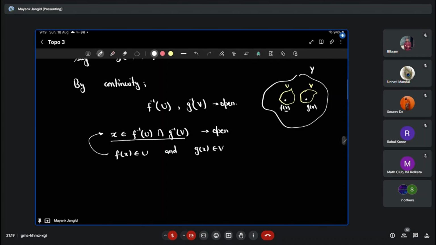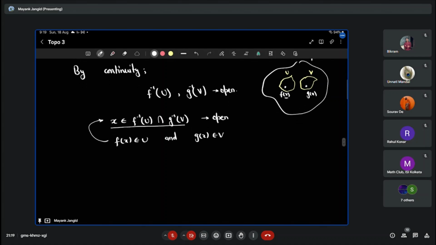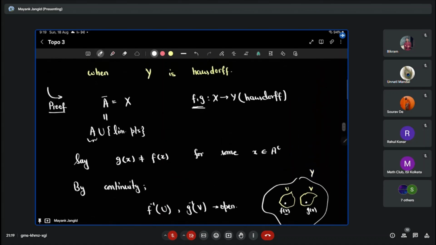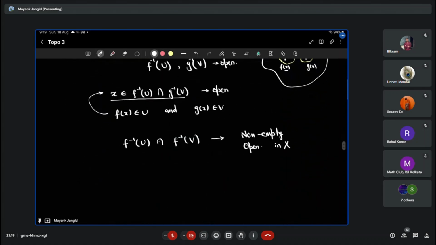So basically, we have a non-empty open set inside X: f inverse U intersection f inverse V. This is a non-empty open set in X. Therefore, by the denseness of A inside X, this open set must contain a point of A.